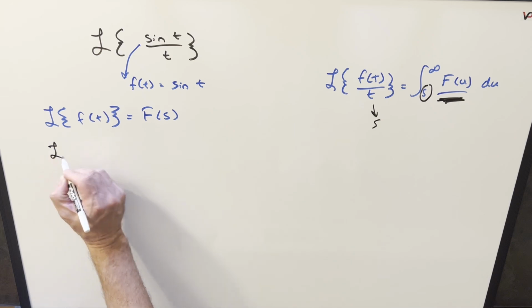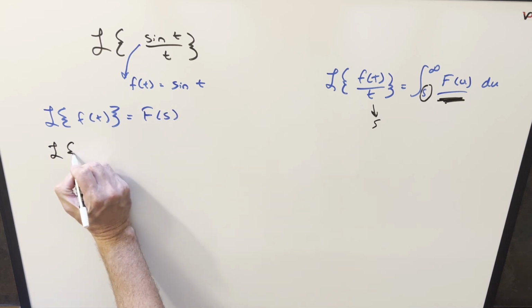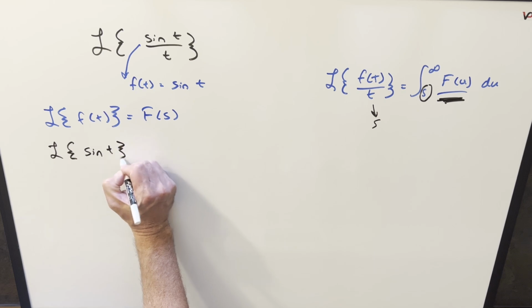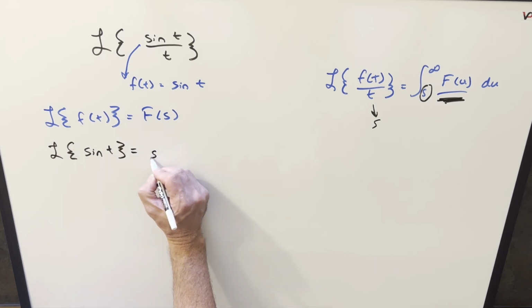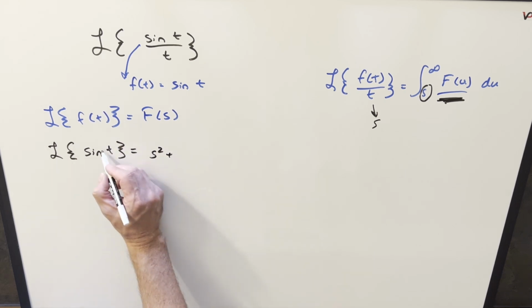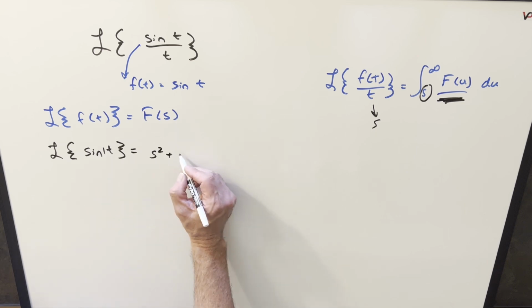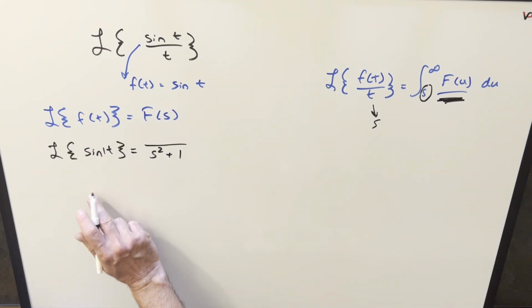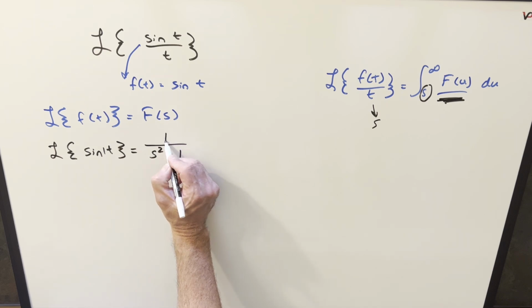So to start with, for our f of t, again being sine t, we just want to find the Laplace transform of sine t. We have our formula for this. This is going to be s squared plus the coefficient squared, which is just 1. So that's just going to be s squared plus 1. And then we're also going to have this coefficient in the numerator.